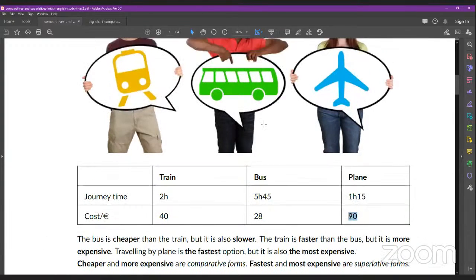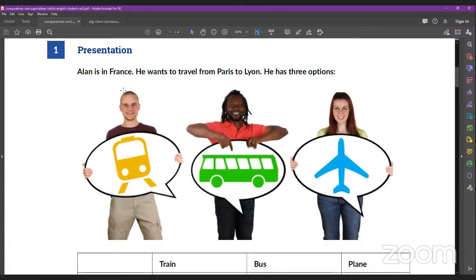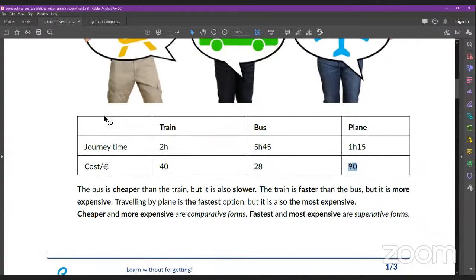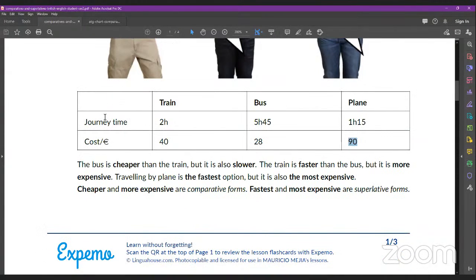Now, I want you to look at the instruction. Alan is in France. He wants to travel from Paris to Lyon. He has three options. The three options mean the transportation: train, bus, or plane. As you can see, we have an example. You see?